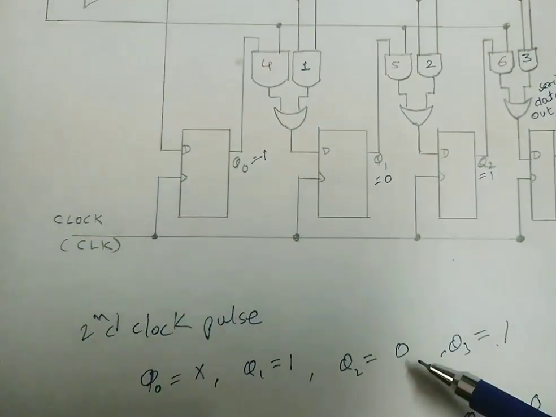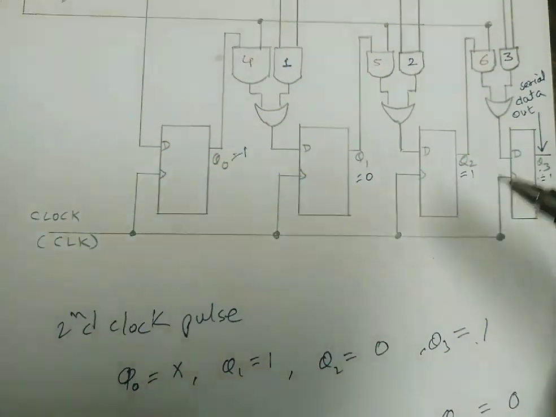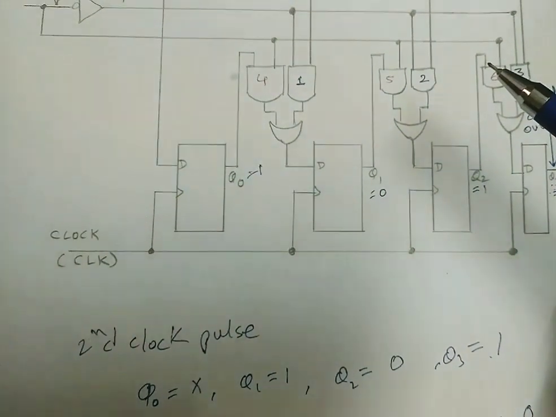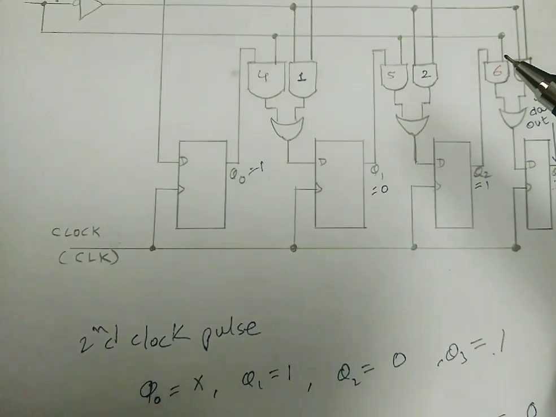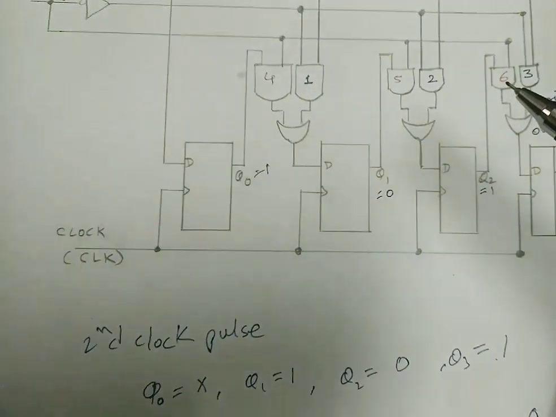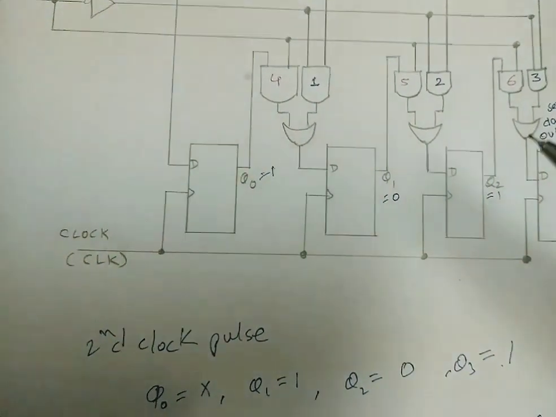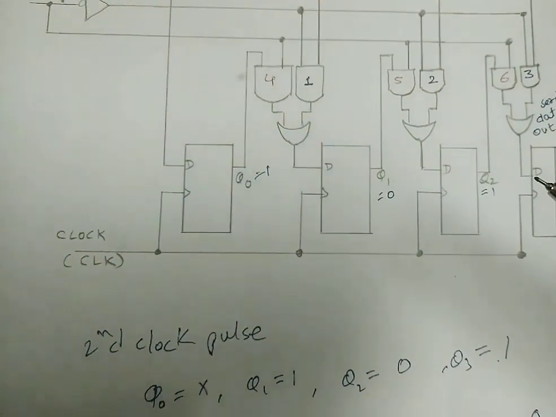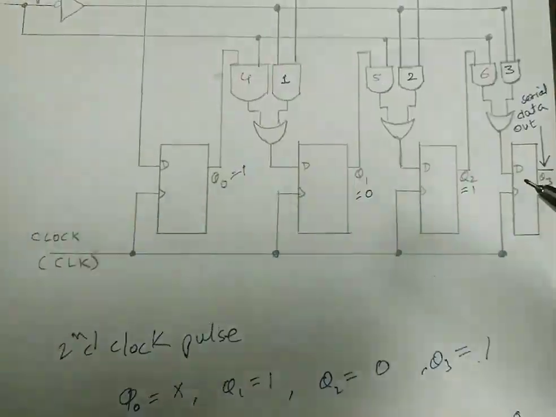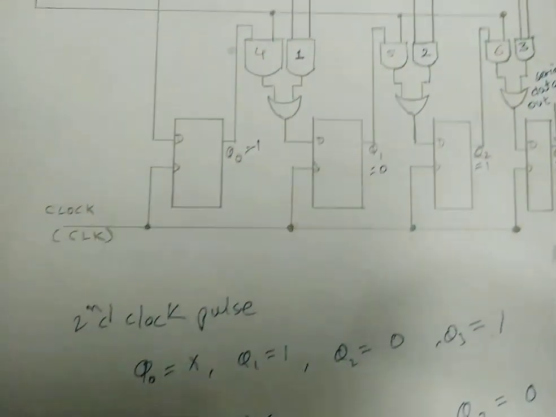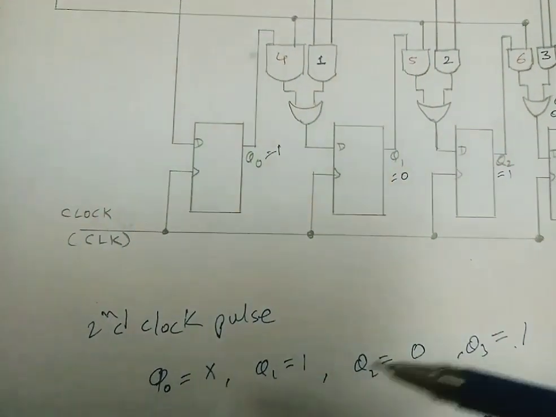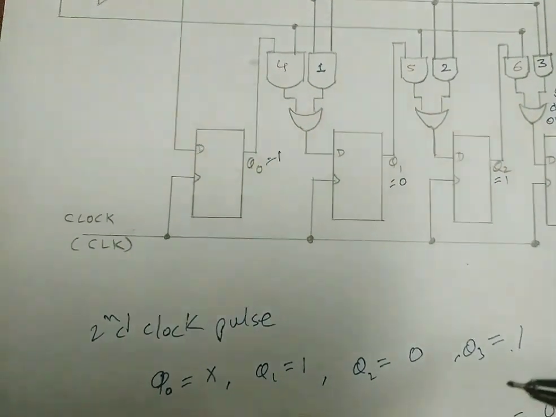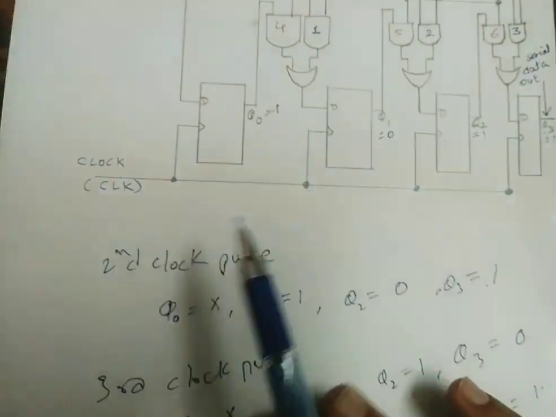As you can see, Q2 will become 0, and this 1 over here will go to this input. Here we are having 1, so this is 1, this is 1, so the output of this AND gate will be 1, and this is an OR gate, so this output will be 1. When this 1 is applied to this input, it will cause Q3 to become 1. So that is what we are getting. Q0 as nothing, Q1 will be 1, Q2 will be 0, Q3 will be 1 in the second clock pulse.